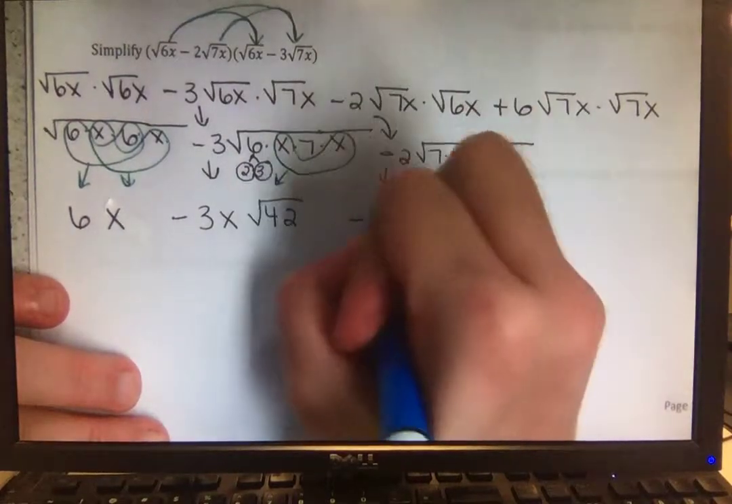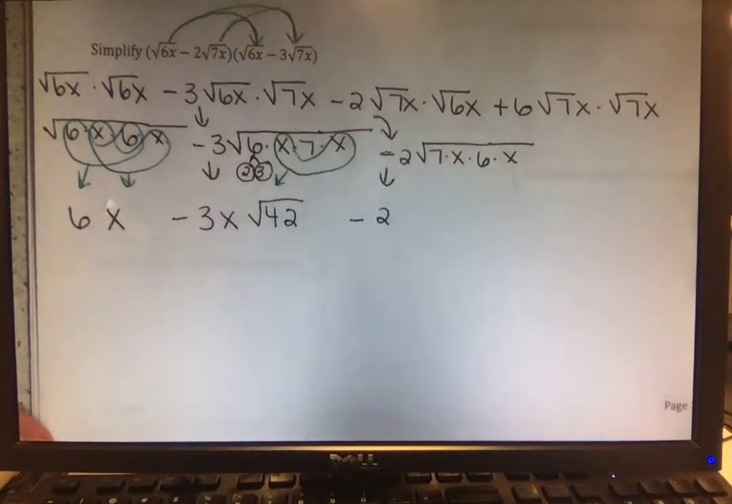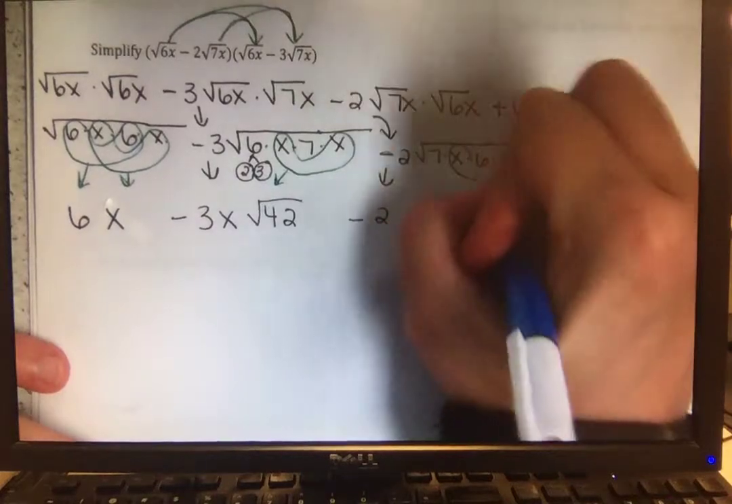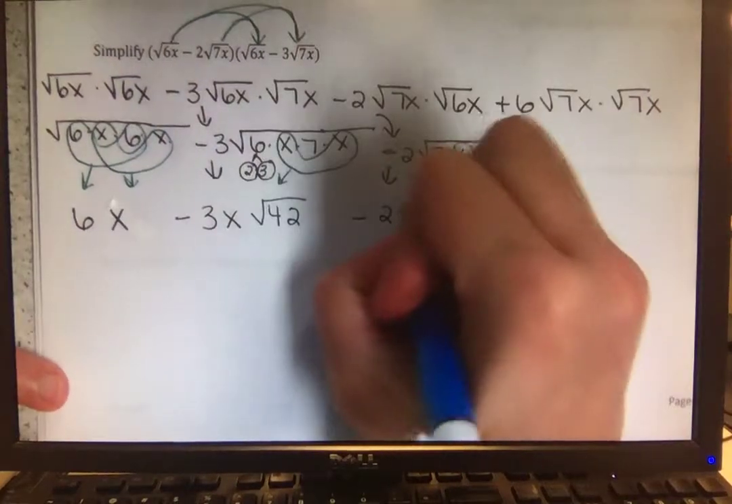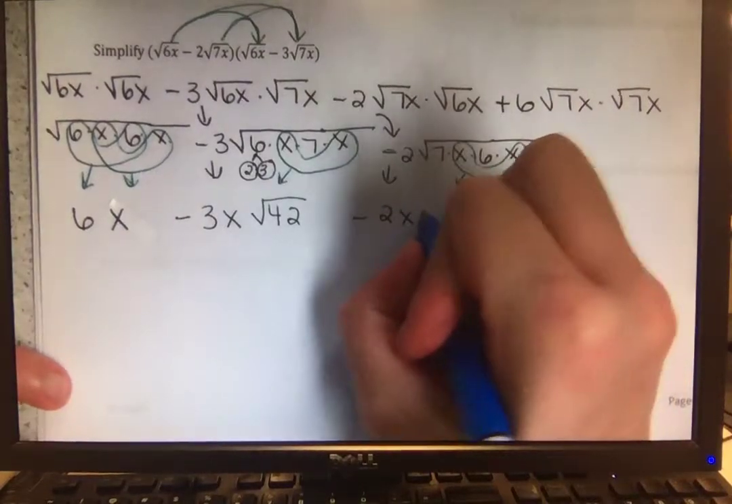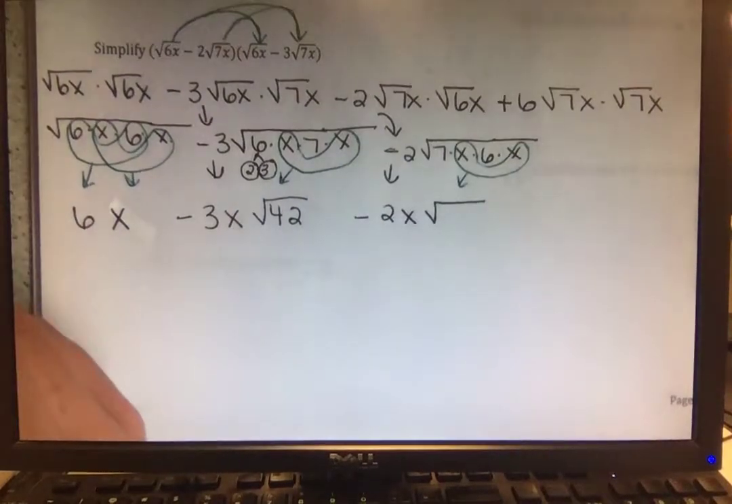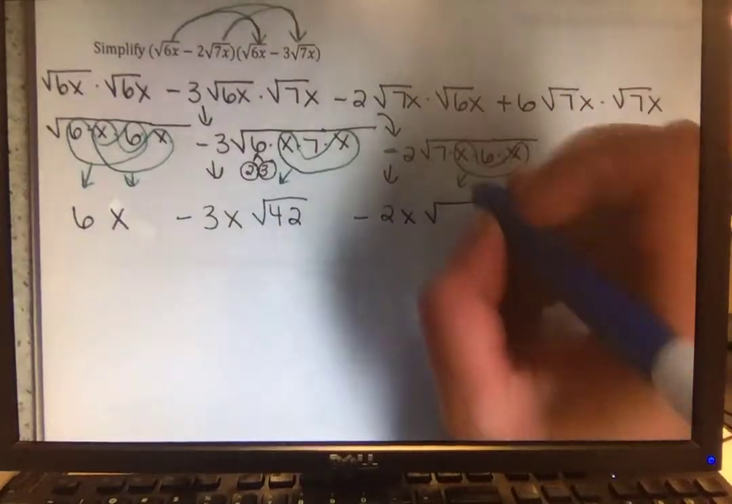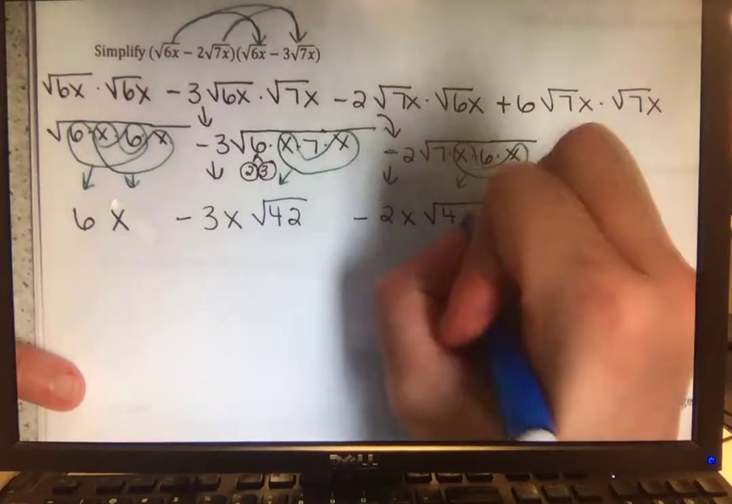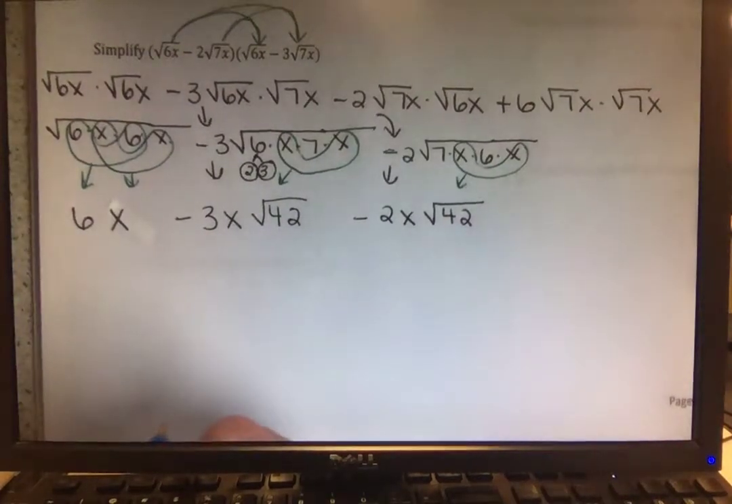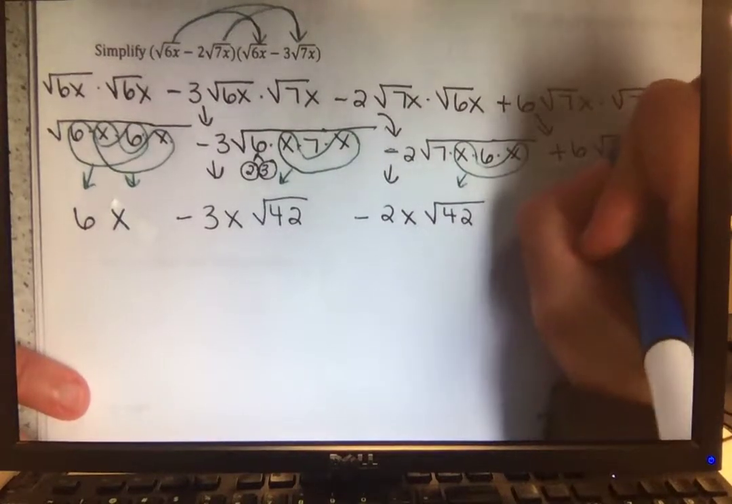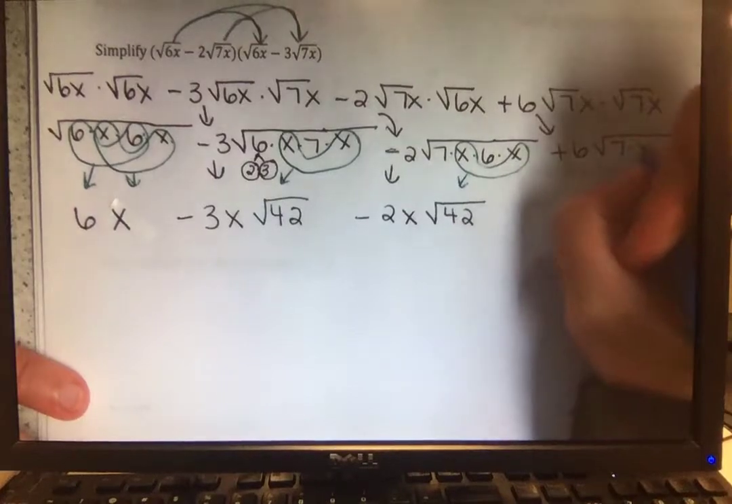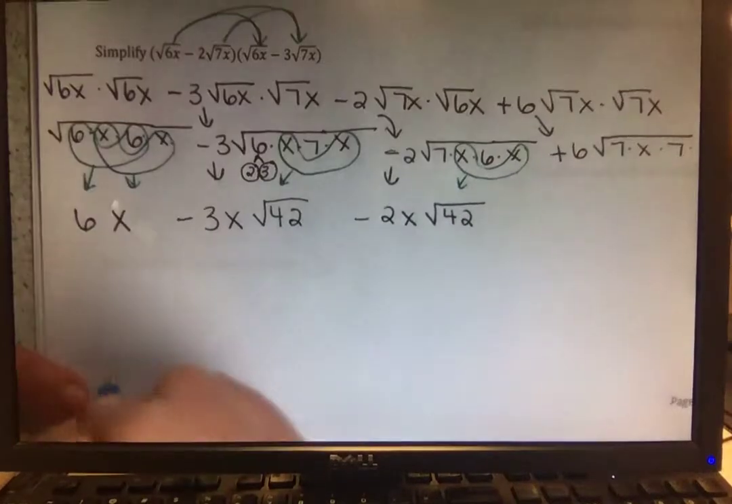Bringing it down again, this minus 2. It's a square root, so we're looking for two of a kind. So these two x's are coming out of the radical. Just like we talked about on this problem. Underneath the radical, we have 7 times 6, which has no two of a kinds in common. So they're staying underneath the radical, which is 42. Lastly, bringing down this plus 6, underneath the square root, we have 7 times x times 7 times x.